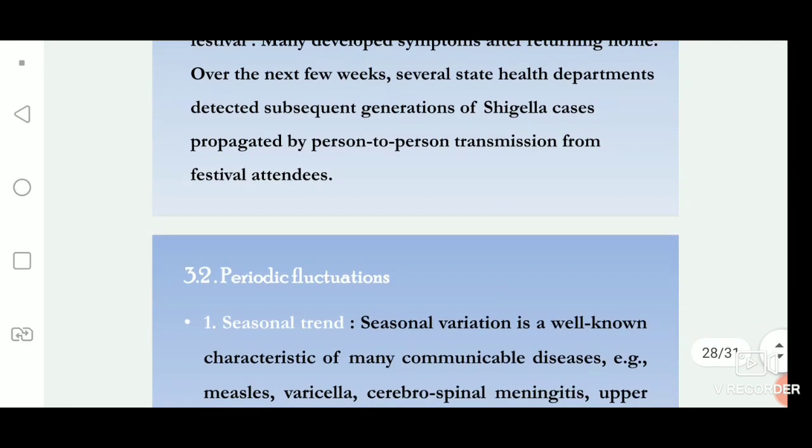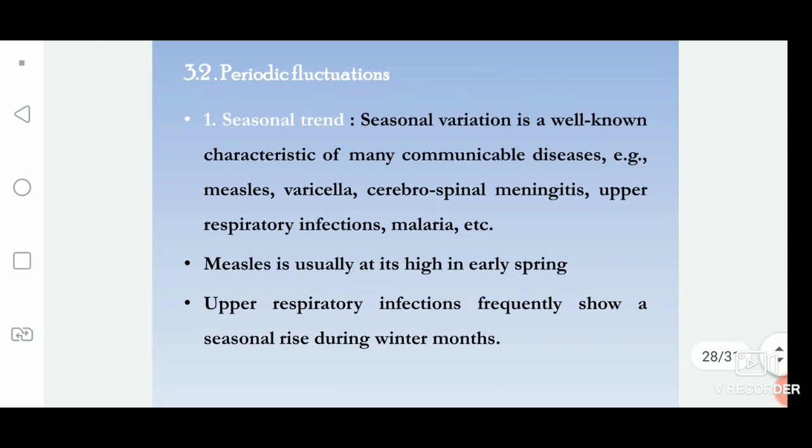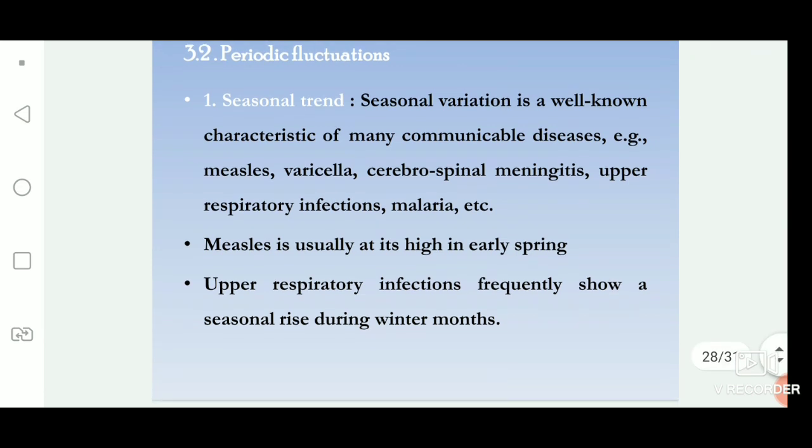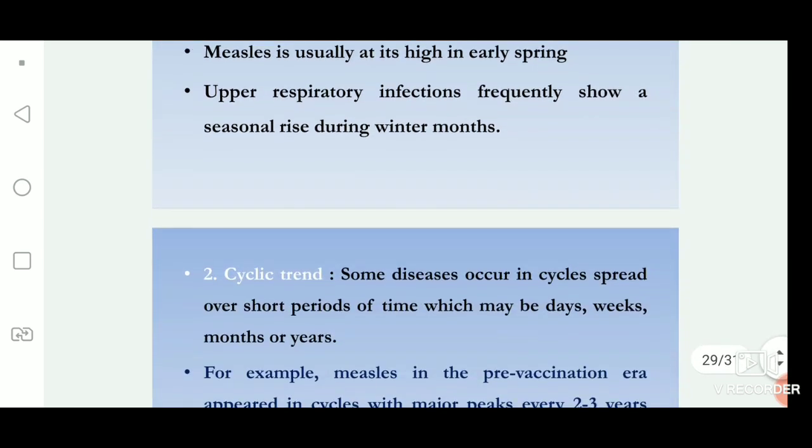Now the next one is periodic fluctuations. Seasonal trends: seasonal variation is well known because we can see certain diseases happening in cold or winter or at particular times. Examples are measles, varicella, cerebrospinal meningitis, upper respiratory tract infections, malaria. Measles is usually seen high in the early spring and respiratory infections are seen during winter months. So like this we have periodic fluctuations, which are called seasonal trends.